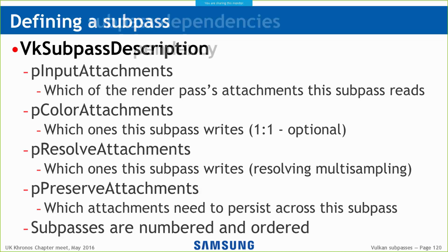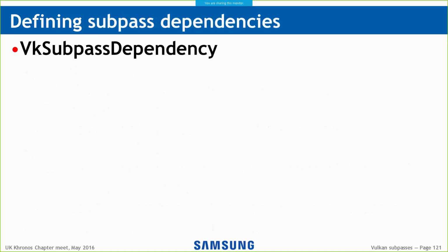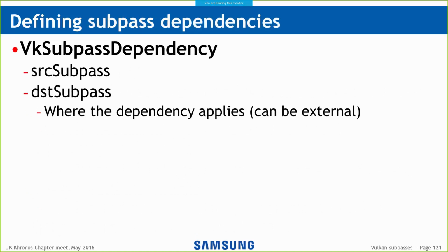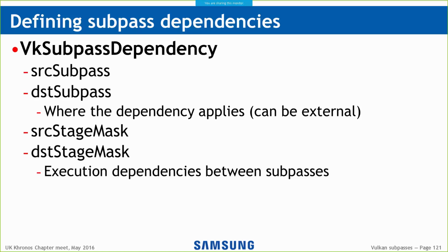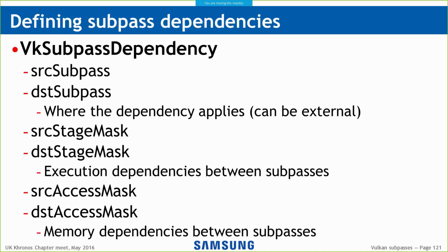Finally, subpass dependency. So you can say, for an attachment, how it's behaving between two subpasses, what the source and the destination are, and which stages have execution requirements between those passes. Yes, please go with the spec for this, but this is a useful input for creating everything.